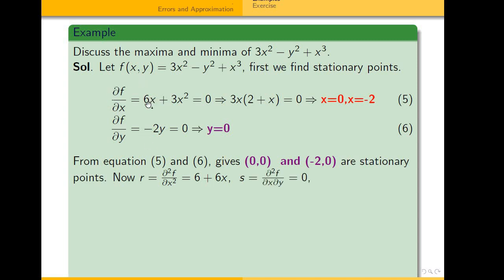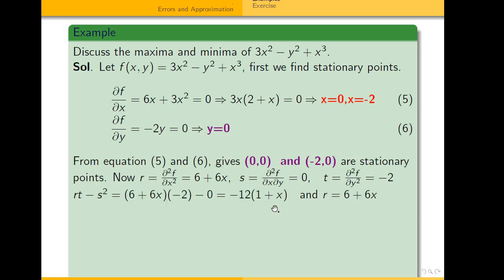s means we have to differentiate our first equation with respect to y, or you can differentiate this with respect to x, and we will get 0. And then t. t means we have to find the double derivative of this function with respect to y. This is minus 2. Now we have to find rt minus s square.